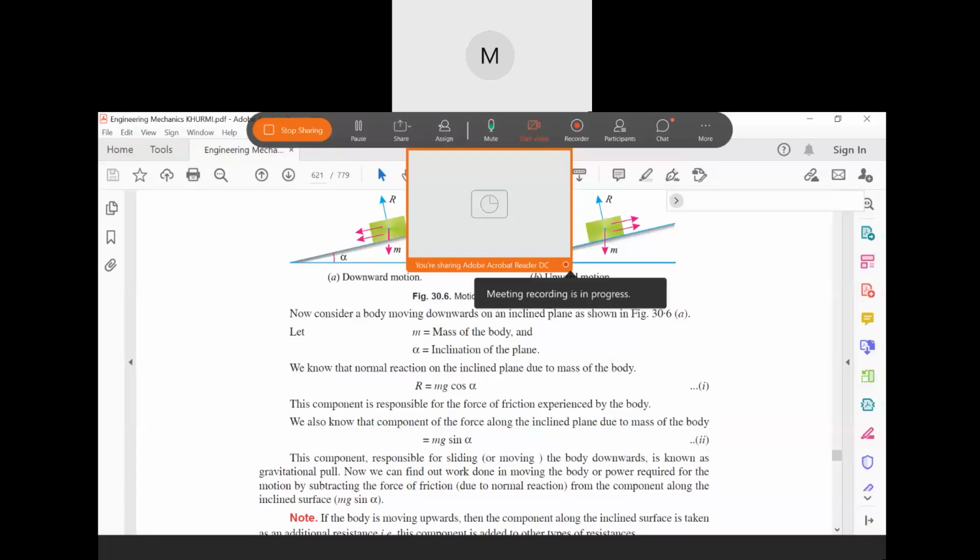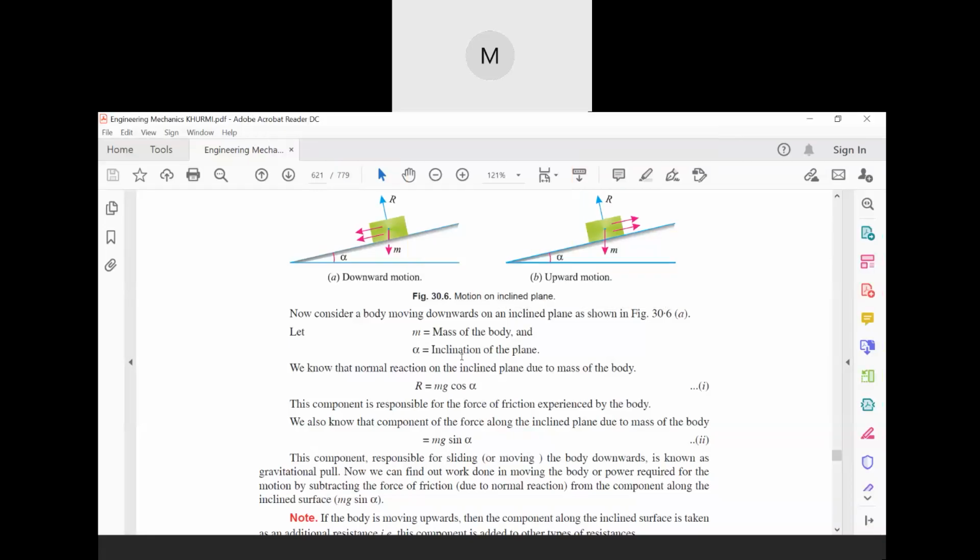No? Do you want to see it again? Wait, then I'll show you. Better. Can you see the diagram now? Can you see the diagram now?